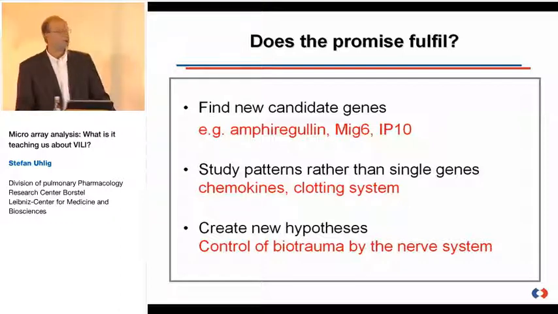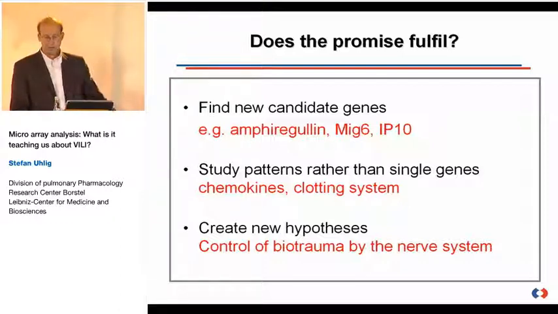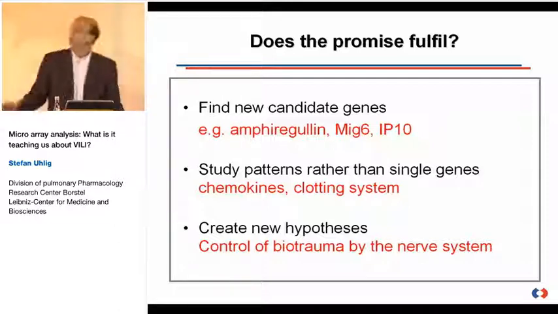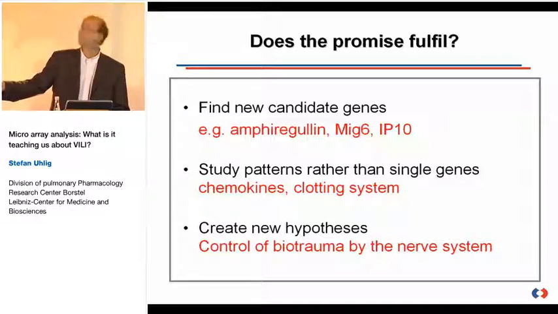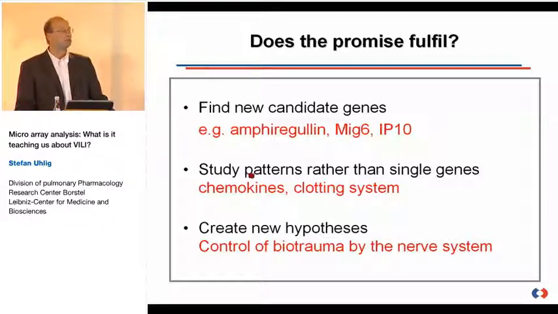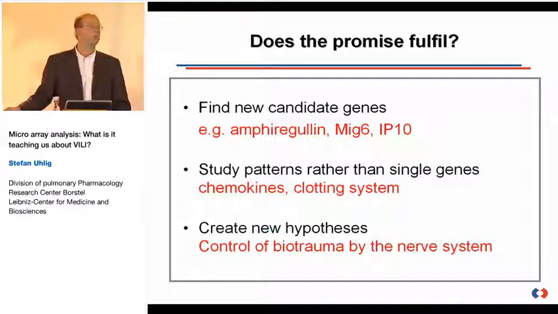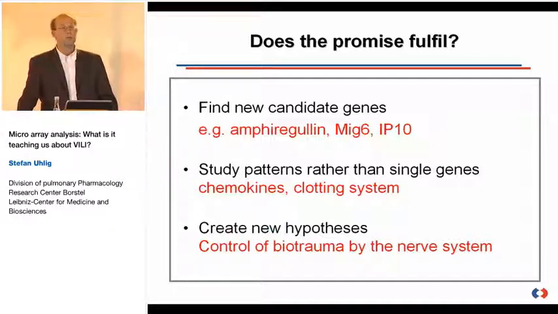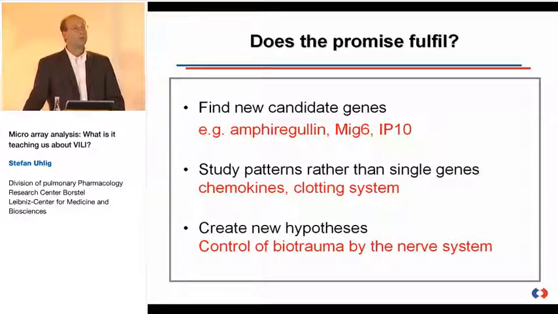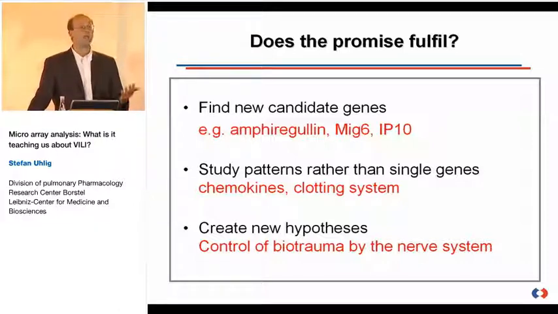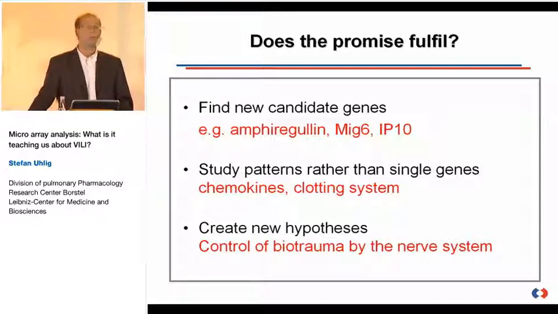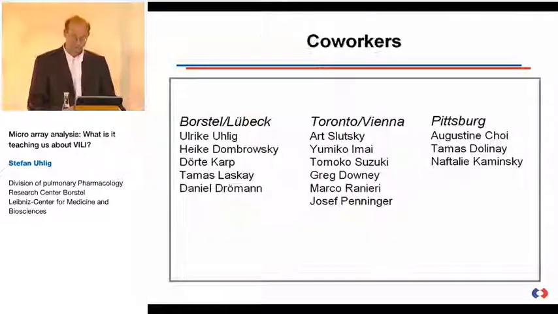So just to summarize, going through the three different topics that I had in the beginning: why would you like to use microarray analysis in ventilator-induced lung injury? You would like to find new candidate genes, and I described three of them, amphiregulin, MYC6, and IP10. You could study patterns rather than single genes, what we have observed for chemokines, as I showed you, and also for the clotting system. I didn't show you data on that, I only briefly mentioned it. And of course, you can create new hypotheses, and this is something I haven't talked about now, but we'll hear more about this in the future. We have good evidence that mechanical ventilation also interacts with the nervous system and causes the release of neuropeptides, and this also plays an important role in ventilator-induced lung injury.